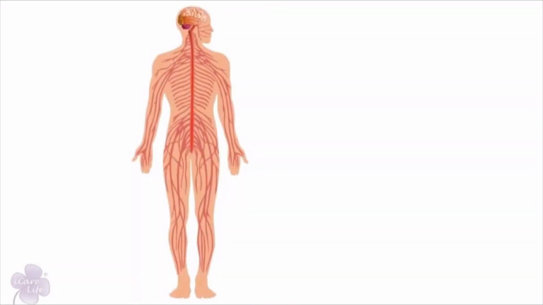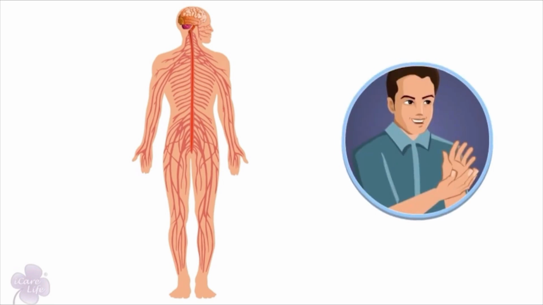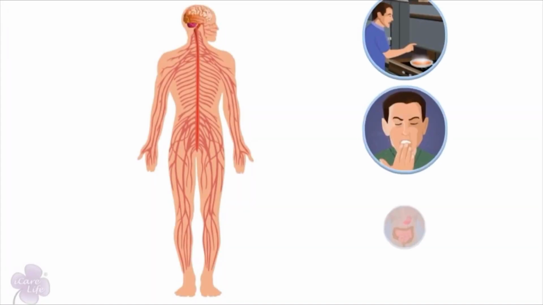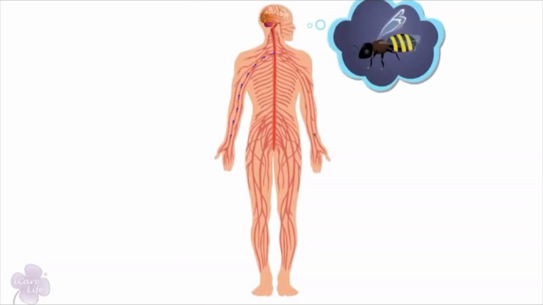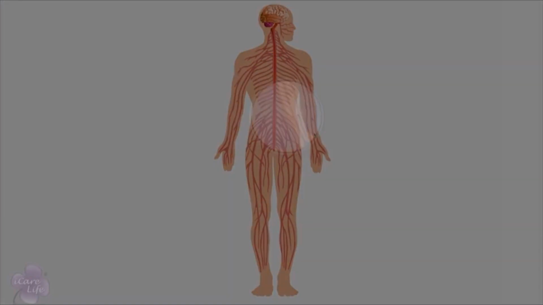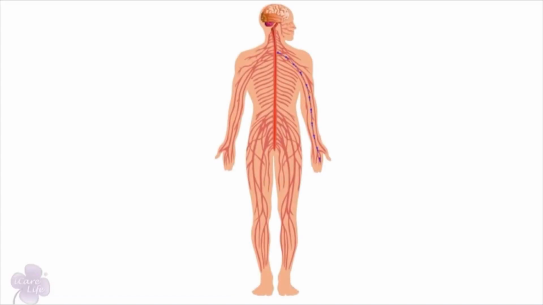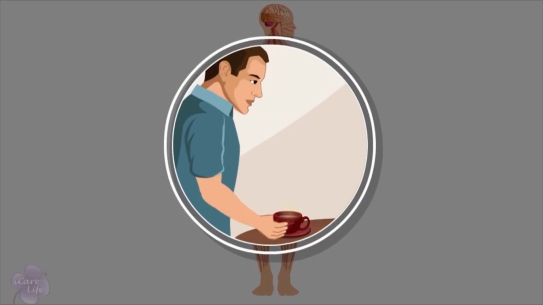The peripheral nervous system can be divided into the somatic nervous system involved in conscious actions, and the autonomic nervous system involved in autonomic actions. Brain controls and coordinates all the conscious actions in the body. Spinal cord controls and coordinates some of the autonomic actions.